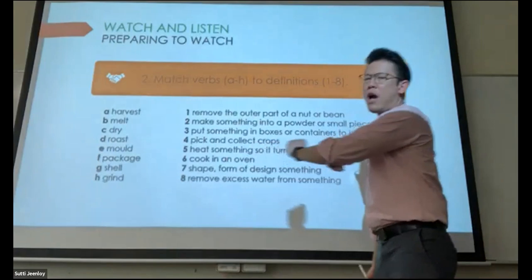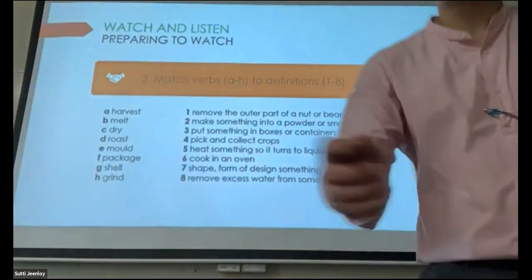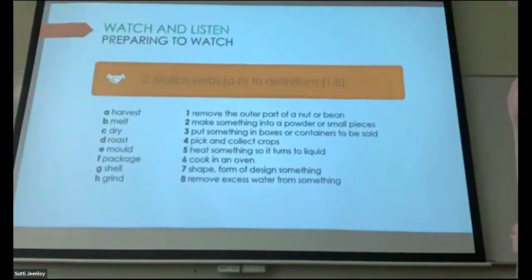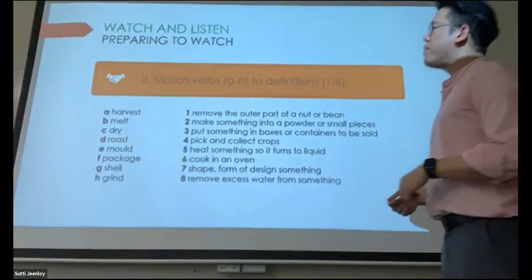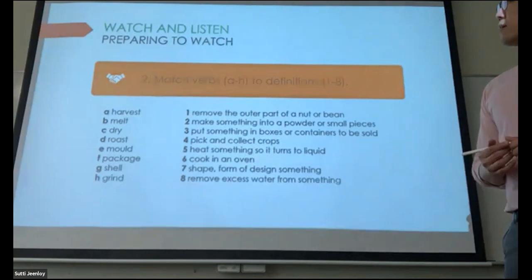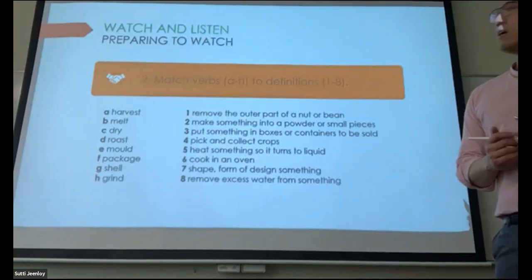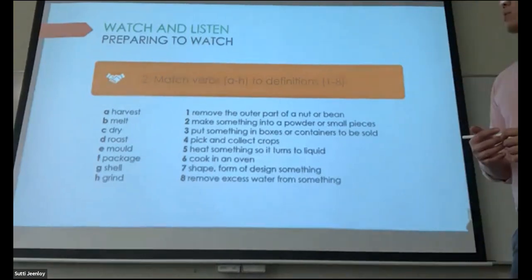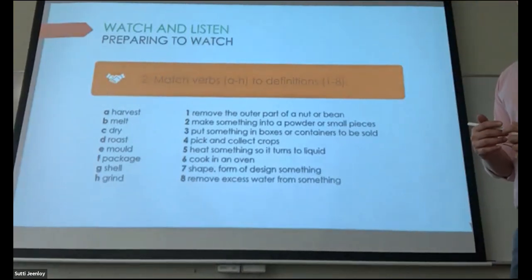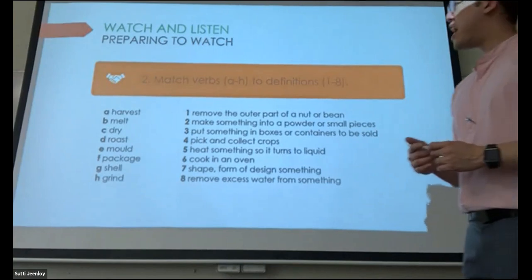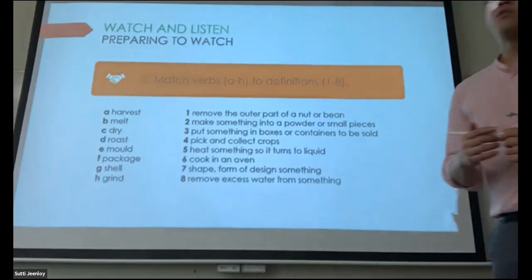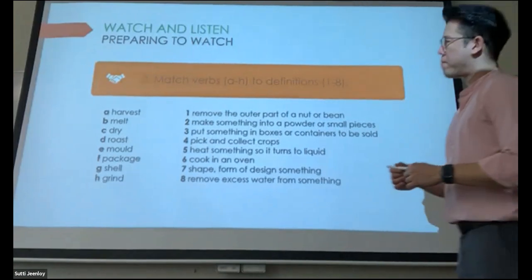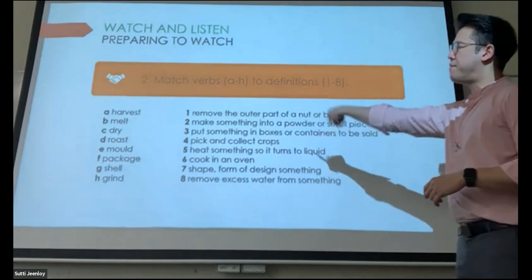The first one is the word harvest. Second one melt, C dry, D roast, E mold, F package, G shell, H grind. These are their definitions.